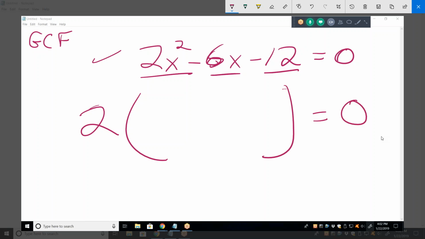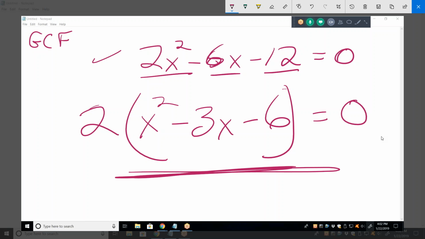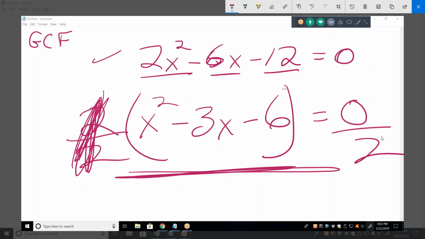Now, how do we get the something? What goes in the first spot? X squared. Second spot? Minus 3x. Third spot? Minus 6. Okay. Now notice what we've done. We've brought it down to a first degree quadratic. Because at this point, I can divide both sides by 2. When I divide that by 2, it turns into a 1, so I don't need to write it. This stays at 0. So now if I'm trying to solve this, this is what I've got. A first level quadratic.